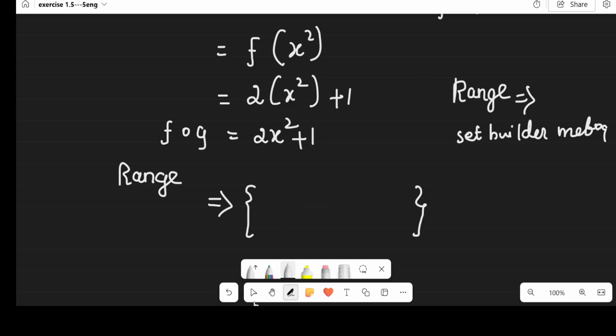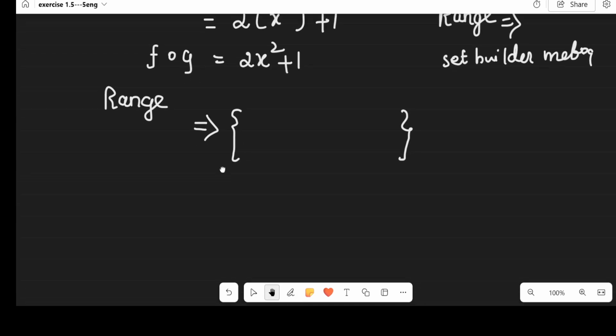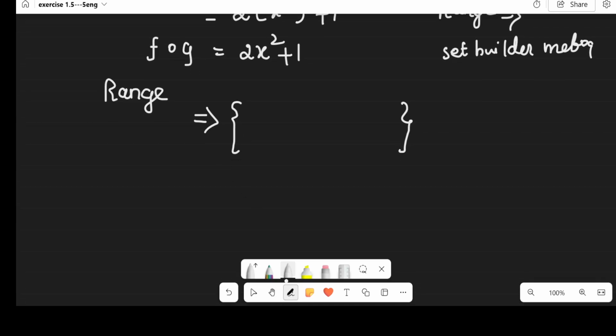We should write the set bracket first. After that, here I'm going to represent this answer. This is the output we have gotten, right? So we can take y as the output. y is equal to 2x square plus 1.